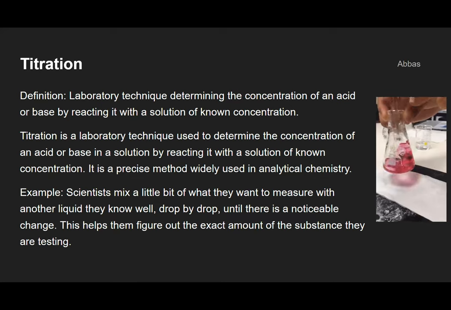As an example, scientists mix a little bit of what they want to measure with another liquid they know well, dropping it drop by drop until there is a noticeable change. This helps them figure out the exact amount of the substance they are testing. So it's kind of like adding a drop after another till the colors change, as we can see here on the right-hand side of the picture. It's starting to change, and drop after drop it's changing the liquid.